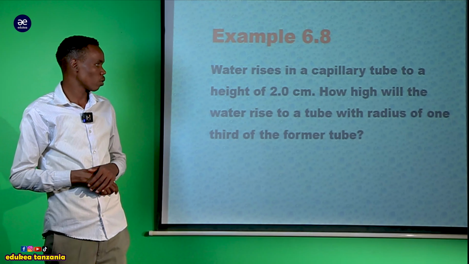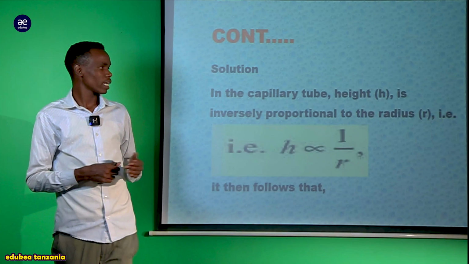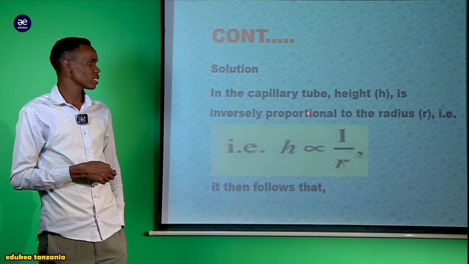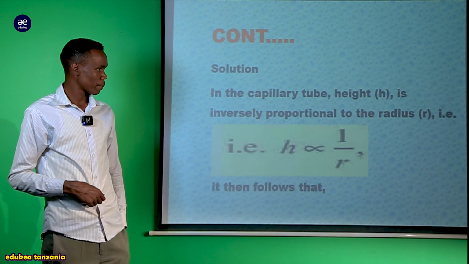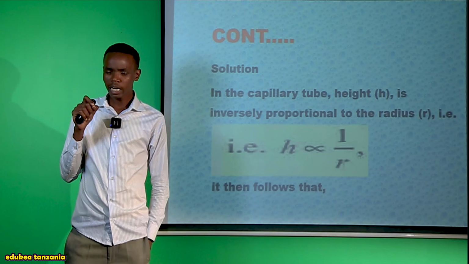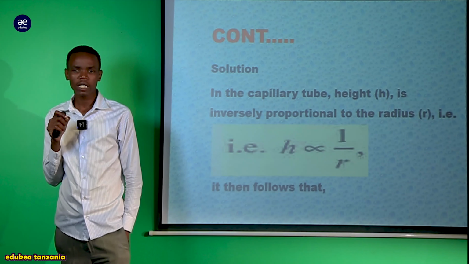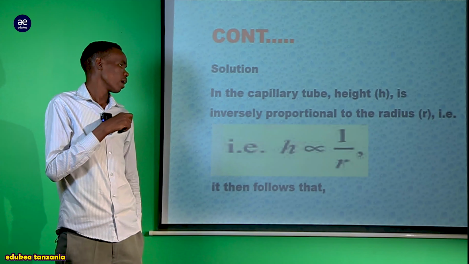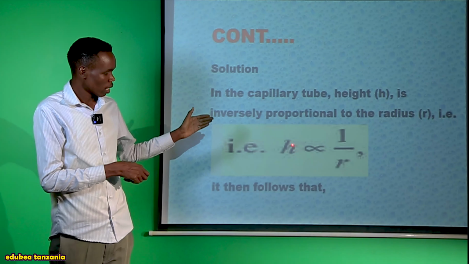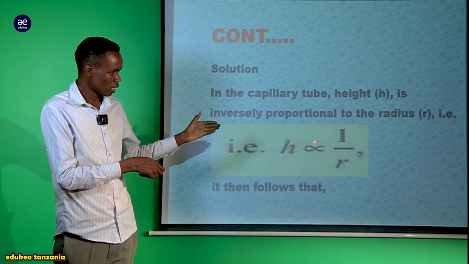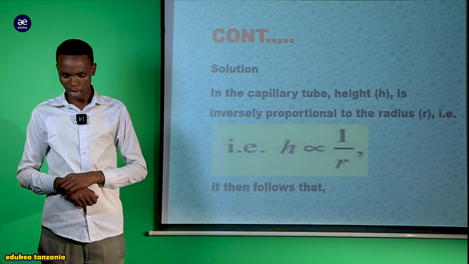As we see in our solution, in the capillary tube, height h is inversely proportional to the radius r. We know that for the capillary tube, the height is always inversely proportional to the radius. So if it is inversely proportional to the radius, my dear student, we should say that this h is inversely proportional to r. Means when h increases, the radius will decrease, my lovely students.